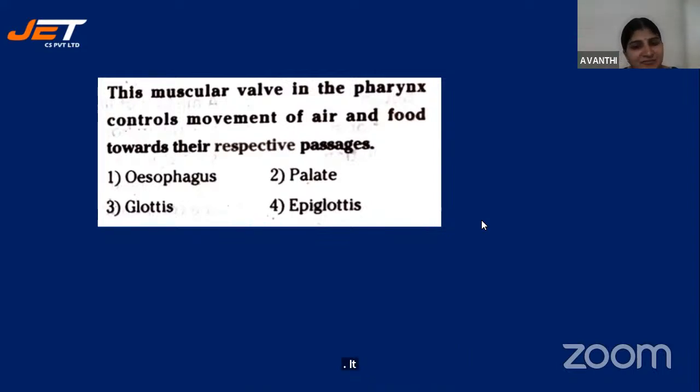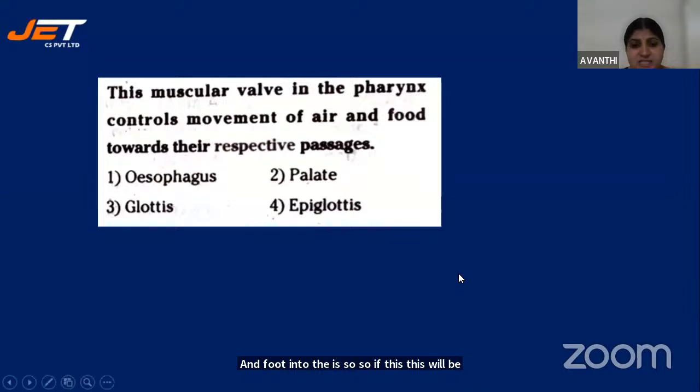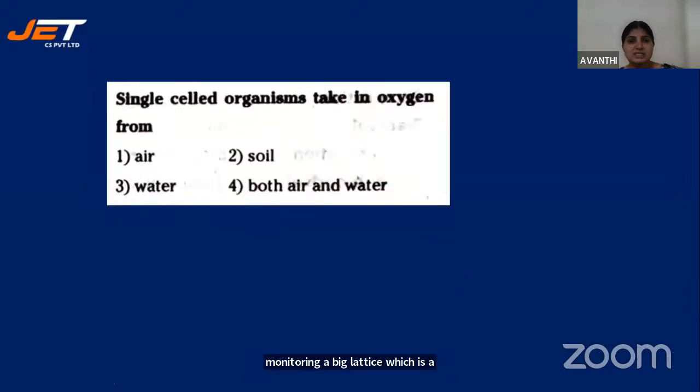Actually, the epiglottis is a flap-like structure which monitors the entry of food as well as air. See, the pharynx is a common passage for both food and air. So this epiglottis will be present at the pharynx region, which monitors the entry of air into the respiratory tract and food into the esophagus. So this will be monitored by the epiglottis, which is a muscular valve. It is epiglottis.